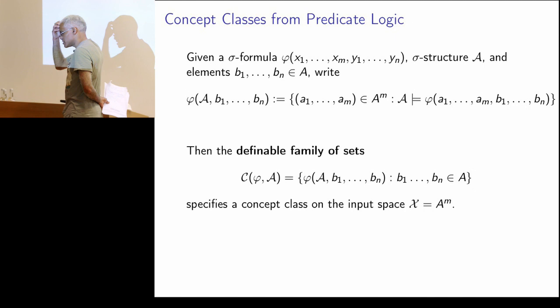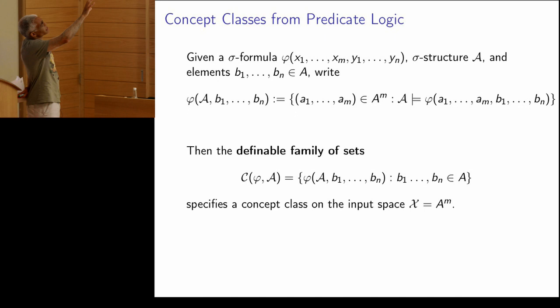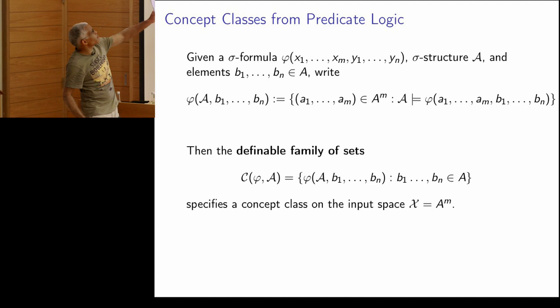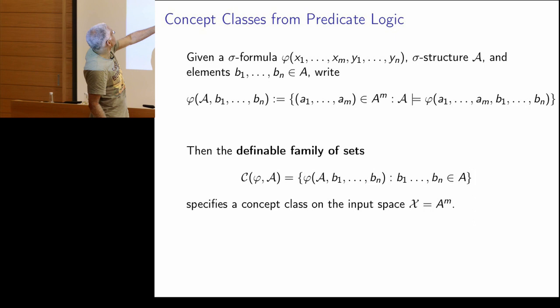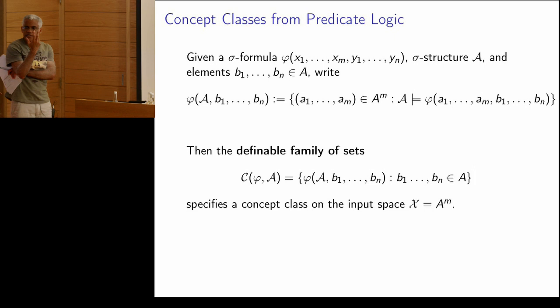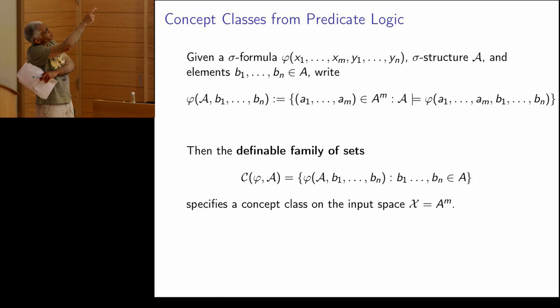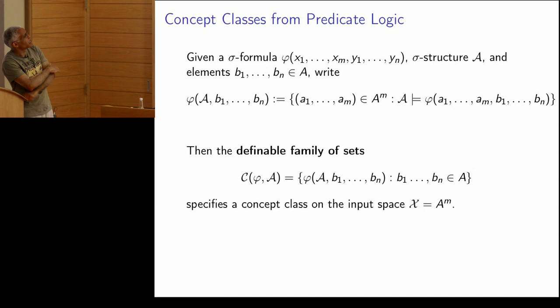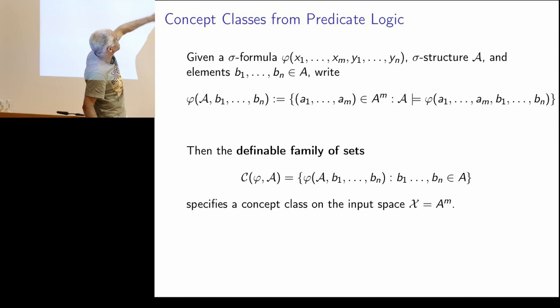So let's consider a signature sigma, predicate logic, so a first order signature. Let's take a formula where the variables are partitioned into two groups: variables x1 up to xm and y1 up to yn. Let's fix a sigma structure and a set of elements b1 up to bn that we're going to instantiate the y variables with. Then what I'm going to define now is a class of sets. The notation takes the structure and these elements b1 to bn, which I'll call parameters. This is the set of tuples a1 up to am in the universe such that a satisfies this.